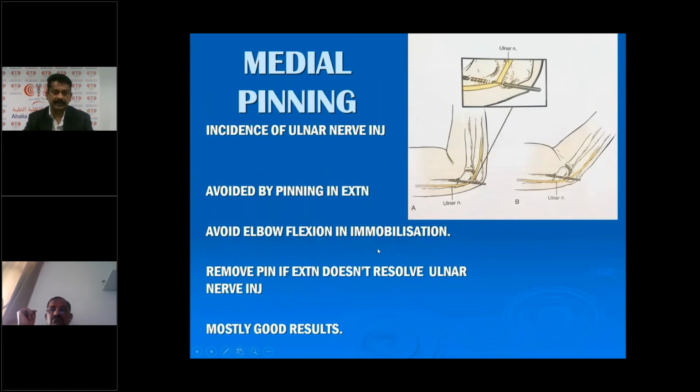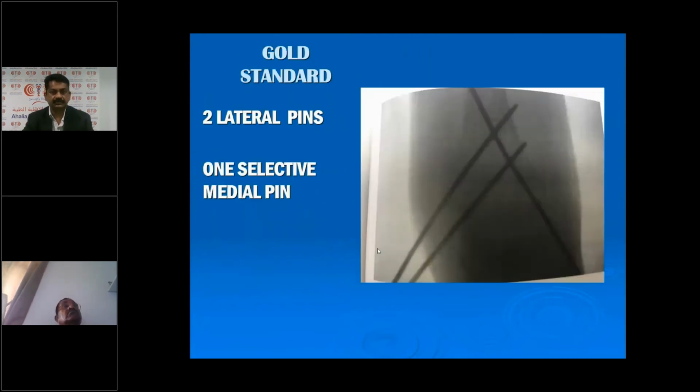If you see any nerve injury after medial pinning, one can try to extend the elbow and see if the nerve injury recovers. If it is not recovering by that, just remove the pin. Usually it gives good results. The nerve recovers. So the gold standard is 2 lateral pins and 1 selective medial pin. Two lateral pins are applied, and for some posterolateral fractures that may not be enough. In that case, we can use the medial pin, but we do it with the elbow extended because of the safety net of the 2 lateral pins already there.